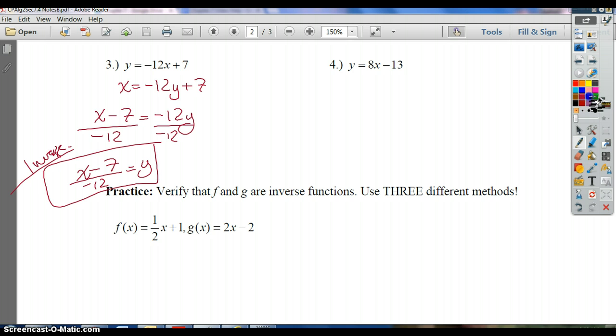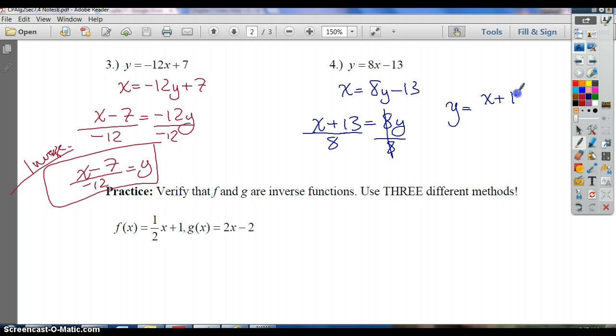Moving right along. Let's take a look here. We got x equals 8y minus 13. Again, I'm going to add 13 over, get rid of addition and subtraction first. I am then going to get rid of this multiplication by 8. So I'm going to get y equals x plus 13 all over 8. There's my inverse. So that takes care of those 4.